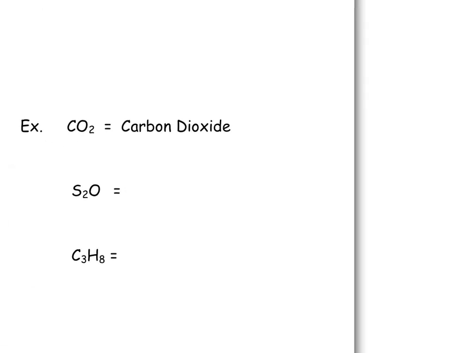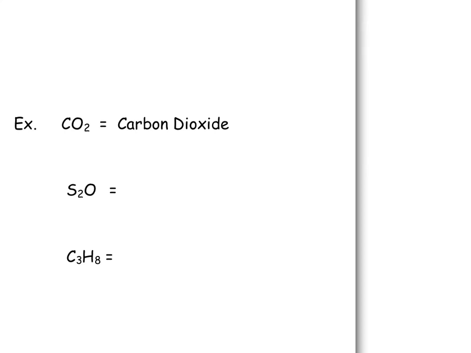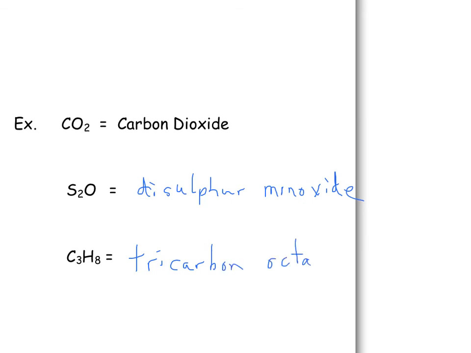Here are the answers. S2O is disulfur monoxide. If you ever have a mono oxide, one of the O's gets dropped. C3H8 is tricarbon octahydride.